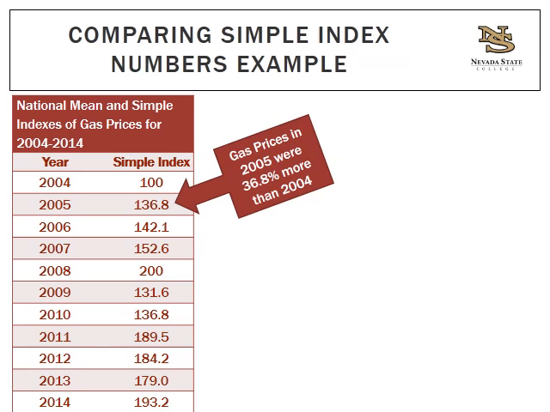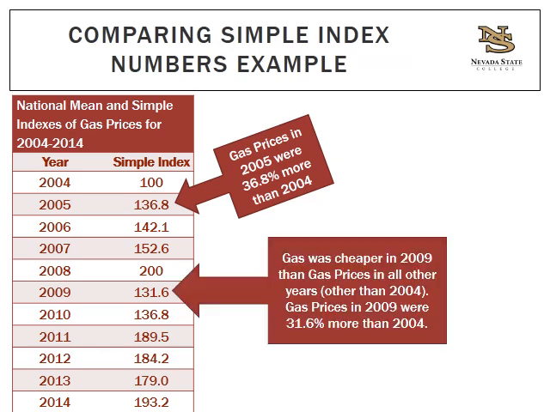So if you want to find the change, you just subtract 100 from the index number for the year of interest. Based on these index numbers, you can also see that gas was cheaper in 2009 than gas prices in all other years, because 131.6 is lower than all of these other numbers. You can also see that gas prices in 2009 were 31.6% more than they were in 2004.